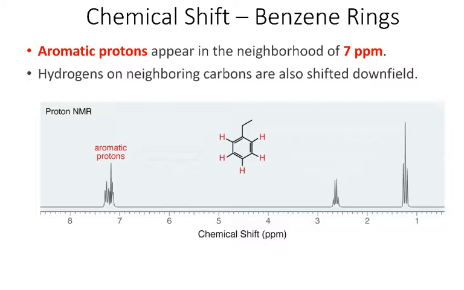You can also see this peak is due to the CH2 group, and this peak is due to the CH3 group. Normally these CH2 and CH3 groups would have chemical shifts in this region. But because the CH2 group is right next to the benzene ring, it gets shifted downfield somewhat. The CH3 group is further away, and so the effect on it is less significant.